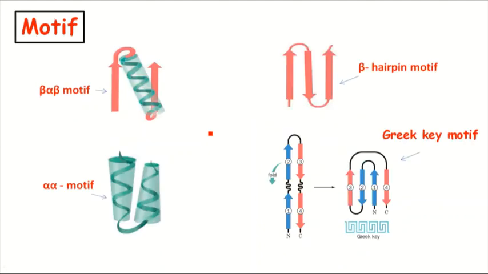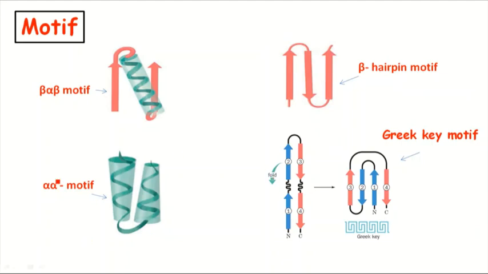Motif: a recognizable folding pattern involving two or more secondary structural elements and the connection between them. The most common form of supersecondary structure is the beta alpha beta motif. Here two beta strands are connected by an alpha helix. Next, the beta hairpin motif. Here antiparallel beta sheets are connected by a relatively tight reverse turn. Okay, these are reverse turns.